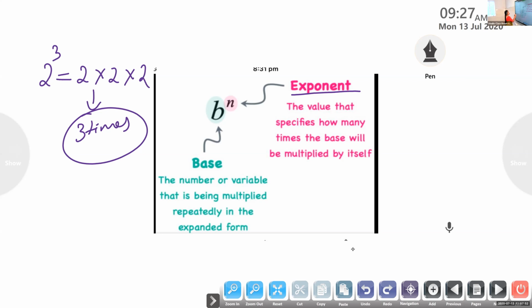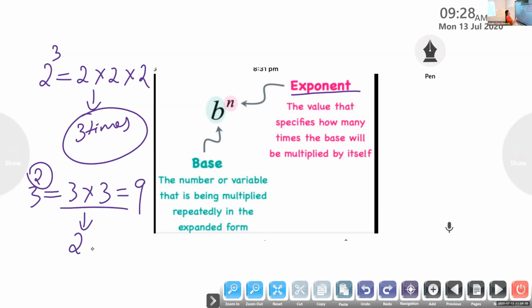So 3 square means what? 3 into 3, equal to 9. It is multiplied 2 times. So 5 raised to 100 means what? 5 into 5 into 5, 100 times. 5 is multiplied repeatedly 100 times. That is the meaning of 5 raised to 100.